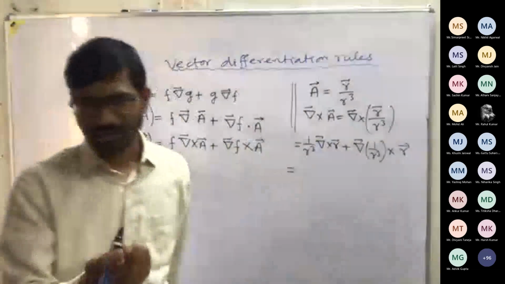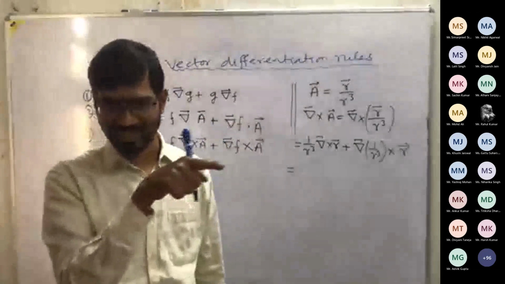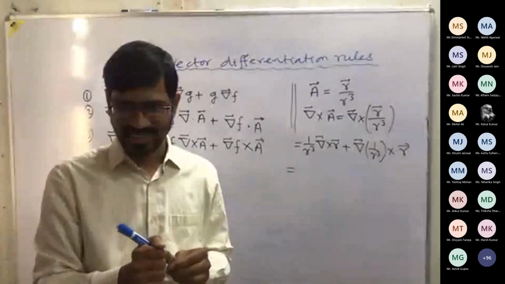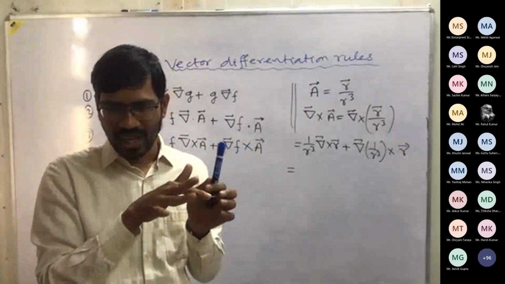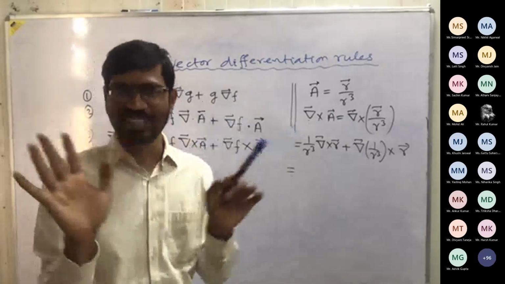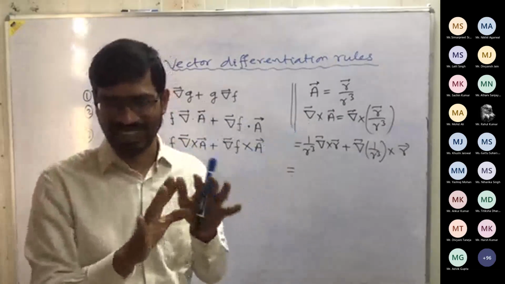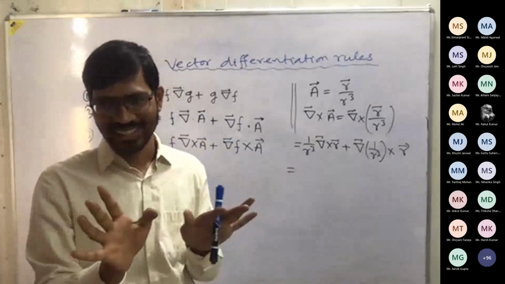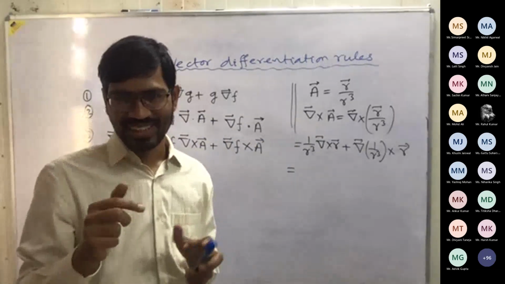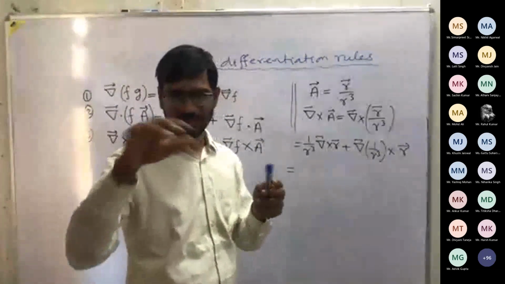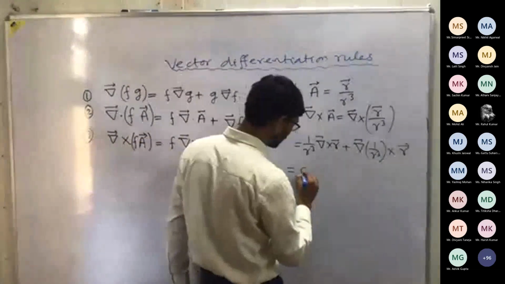Now curl r is a position vector, so it will be 0. It is a position vector, it cannot have curl. That you should keep in mind, so that in a short time you can do difficult problems. So this is 0.